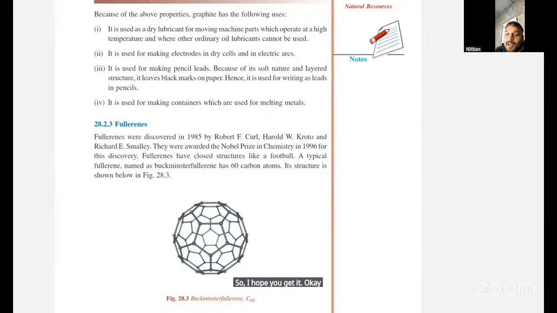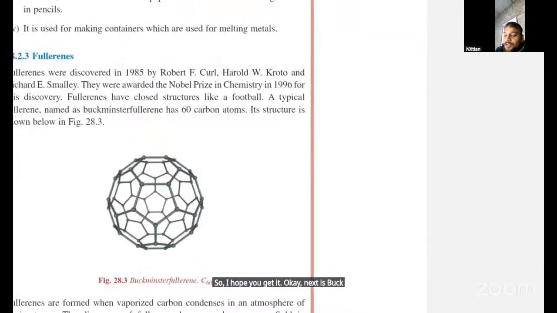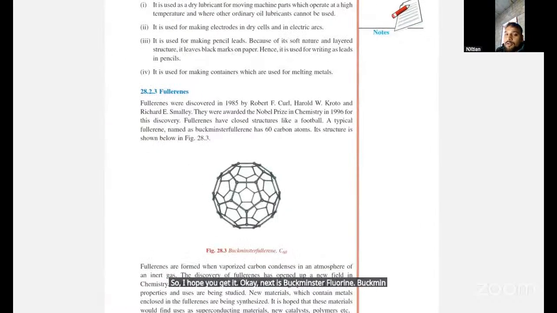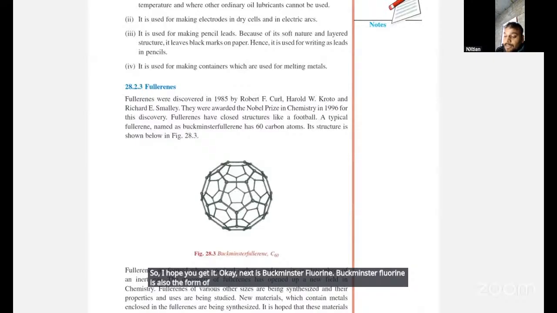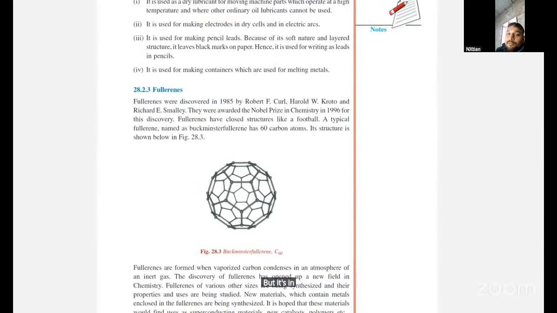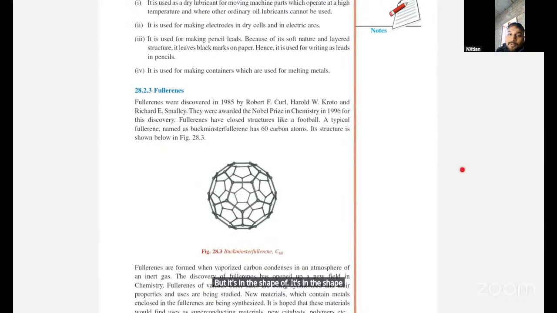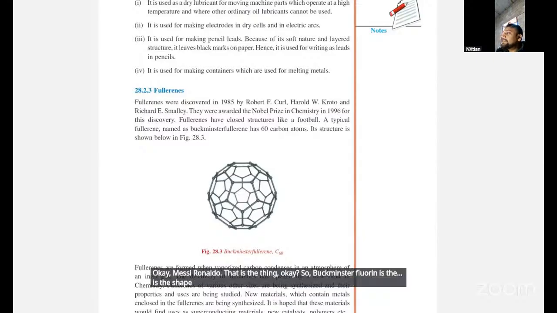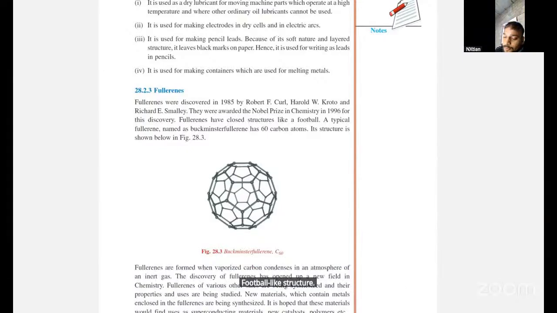Okay, next is Buckminster fullerene. Buckminster fullerene is also a form of carbon only, but it's in the shape of a football. Okay, Messi, Ronaldo, that is the thing. So Buckminster fullerene is the shape in which carbon is arranged in a football-like structure.